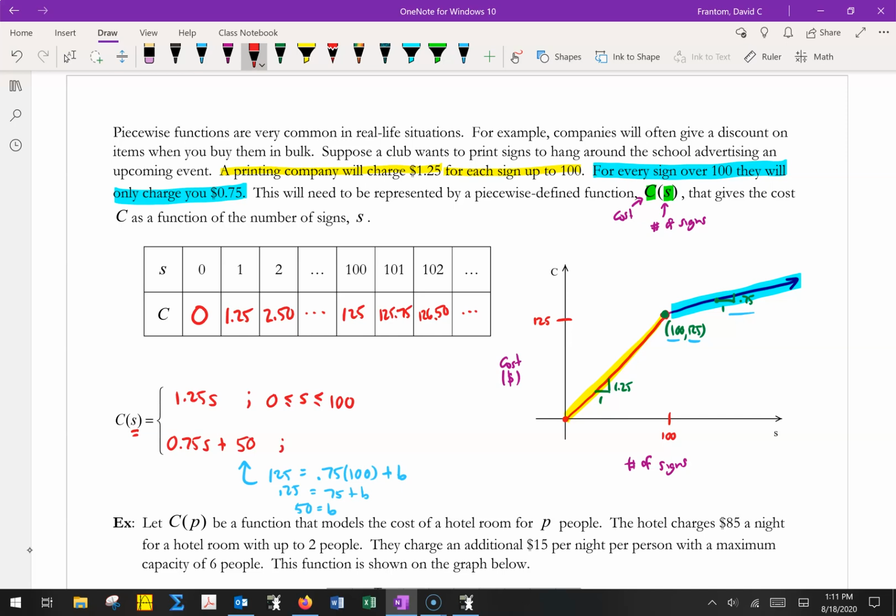And that's going to be valid when the number of signs is greater than 100. There is no upper limit on this. It doesn't say you can only buy up to 500 signs or anything like that, so this goes on forever. Notice there's an arrow on the graph.